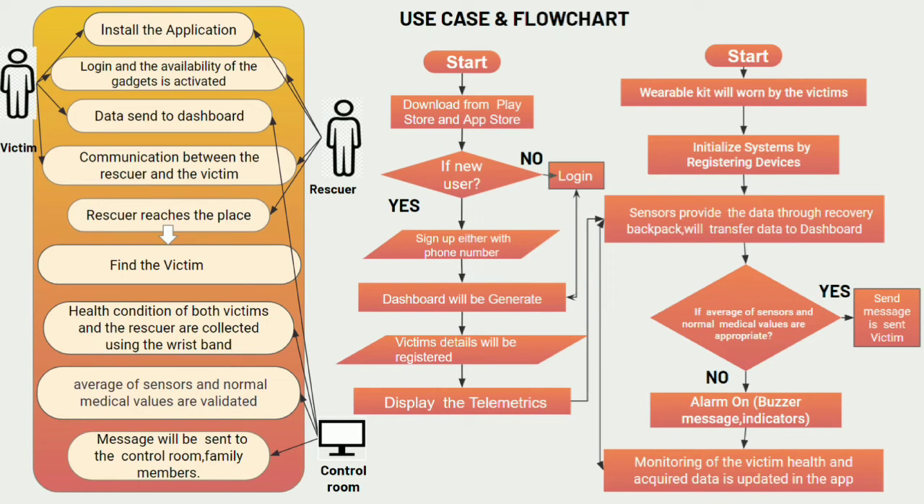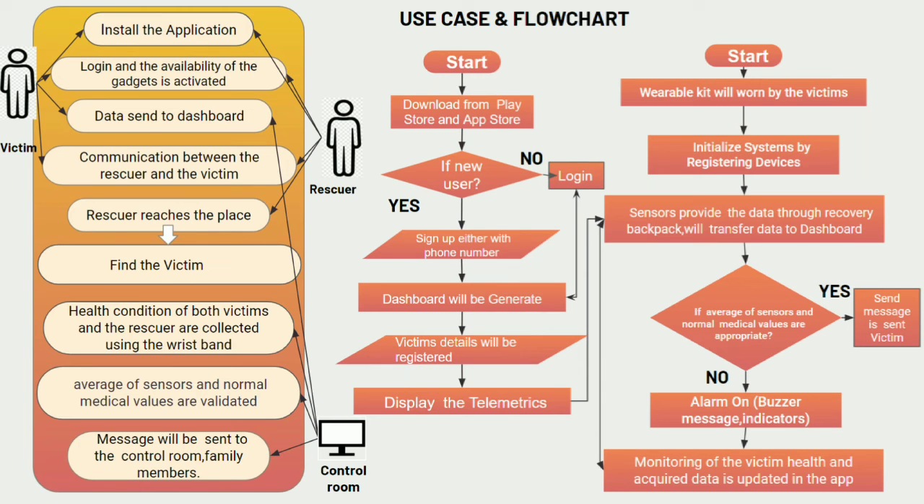So the primary use case flow and the flow chart of the system is going to be like this. First, the rescuers and the victims are going to install the application on their mobile, and they are going to log in and sign up. When they sign in and log in, nothing is going to happen. But when they start to use it, the data is automatically going to be sent to the dashboard, and the dashboard is automatically watched by the control room. By this, communication will happen between the rescuers and the victims, and the rescuers reach the spot of the victims and bring the victims to the safe area. The health condition of the victims and the rescuers is watched simultaneously, and the average values are taken down, so that the primary messages are sent to the control room and the family.